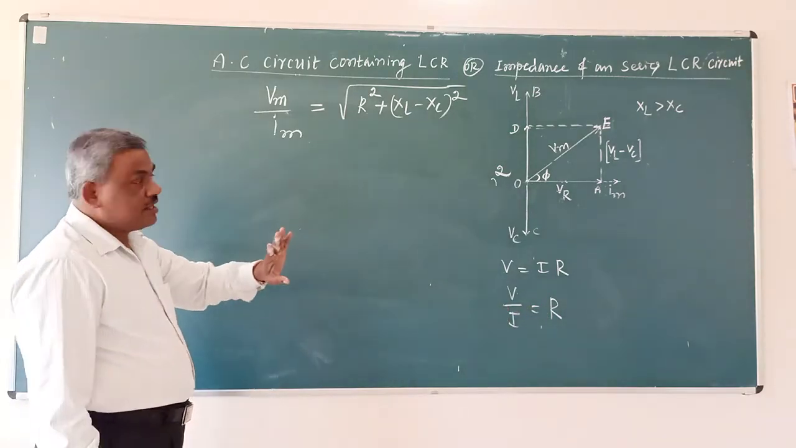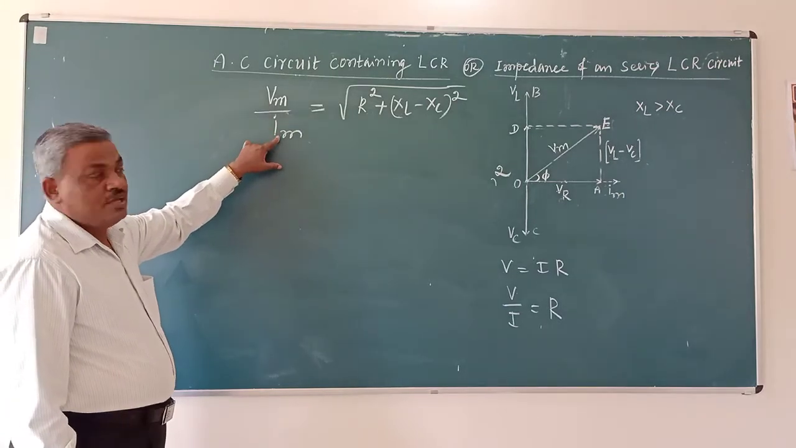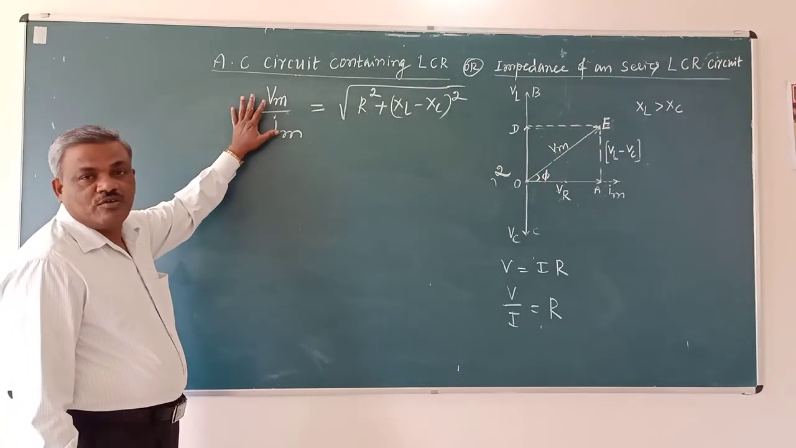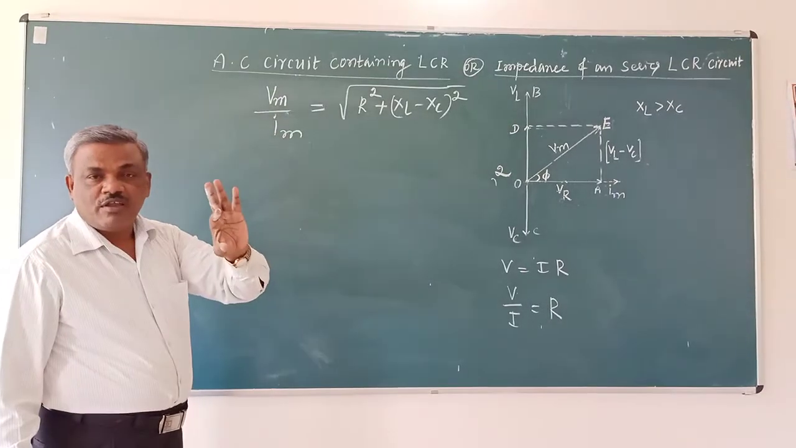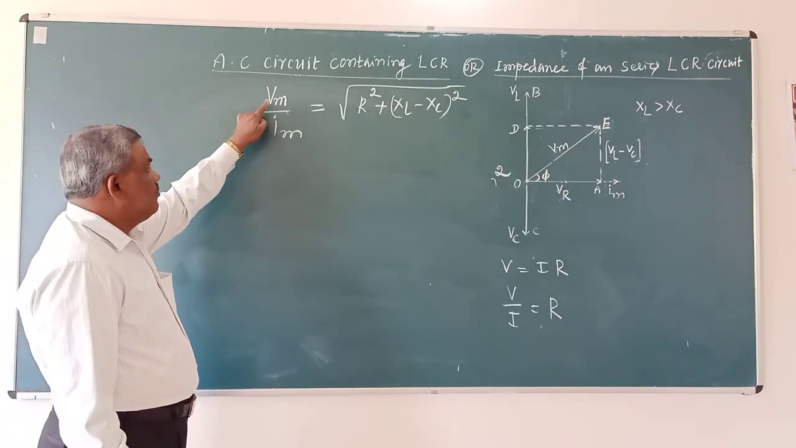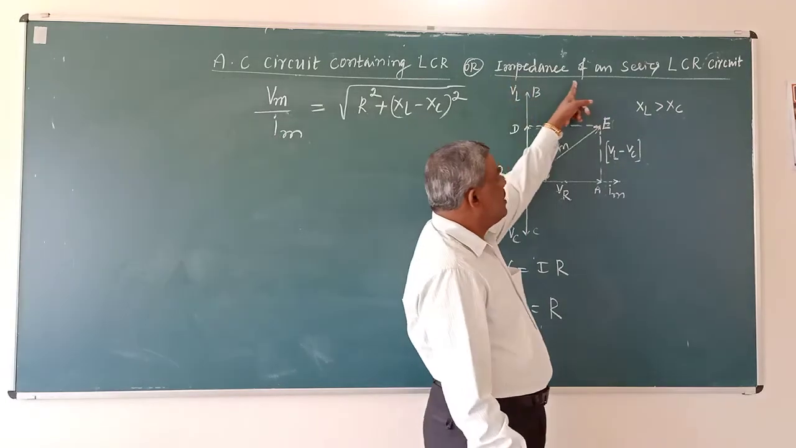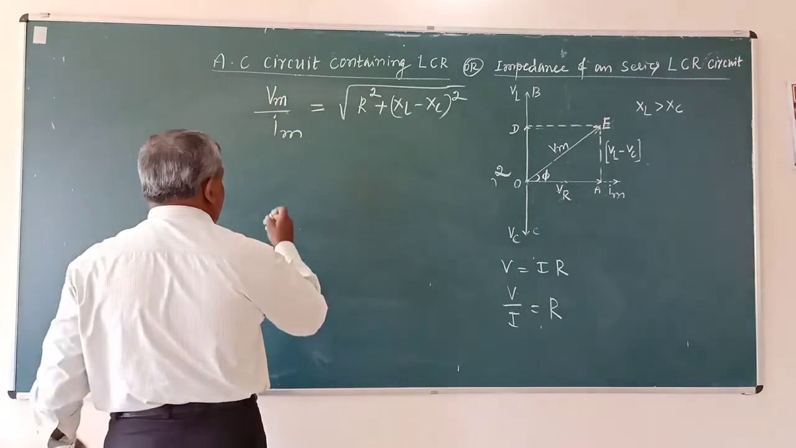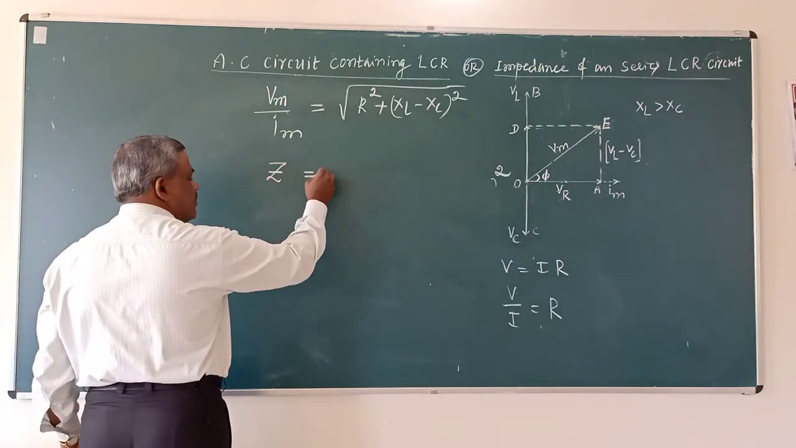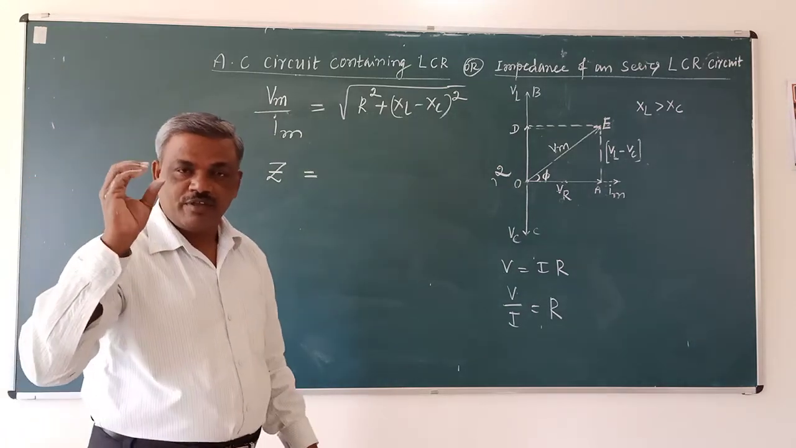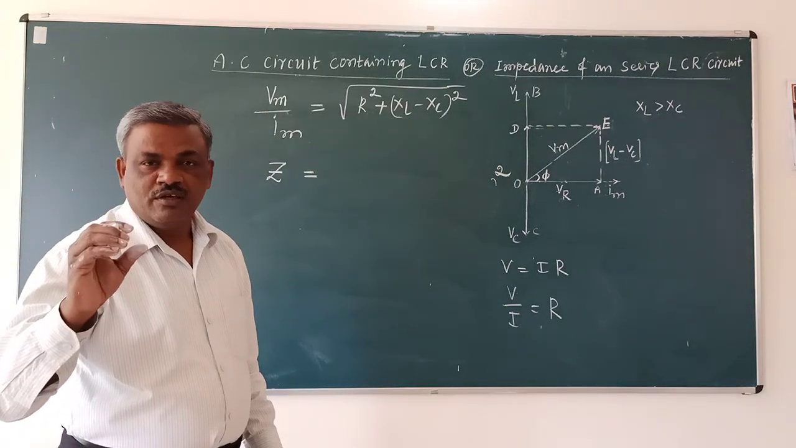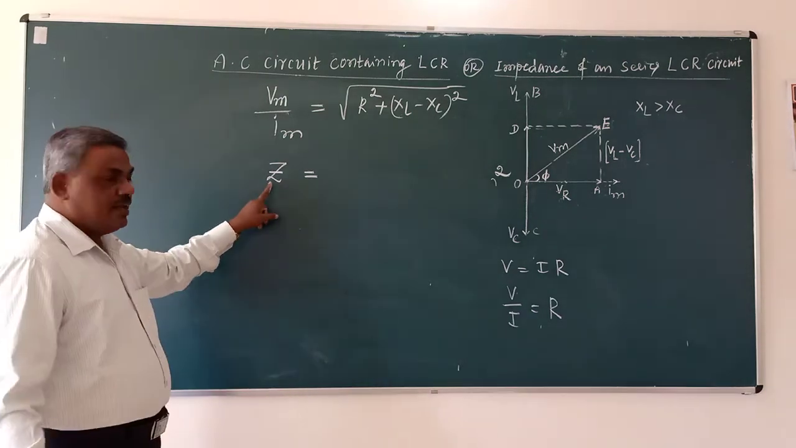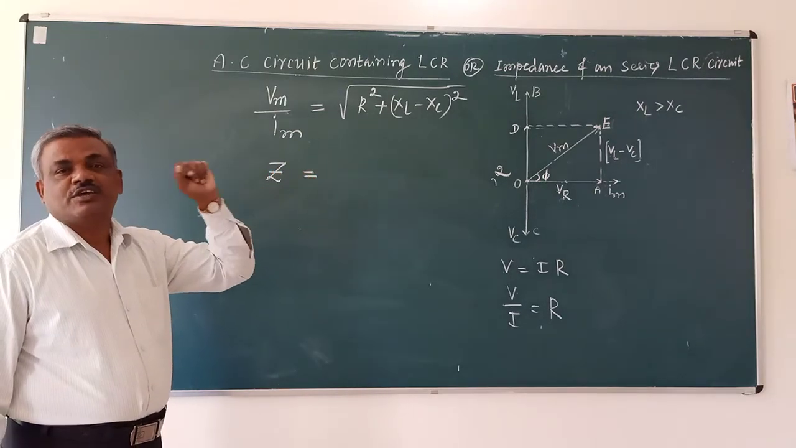But here in AC electrical circuits, in the ratio VM by IM, VM is the peak value of alternating voltage, and IM is the peak value of alternating current. The ratio VM by IM gives the impedance of the series LCR circuit. The impedance symbol is capital Z. Friends, carefully mention the symbol capital Z. Do not mention any other symbols. So Z is the impedance of the series LCR circuit.